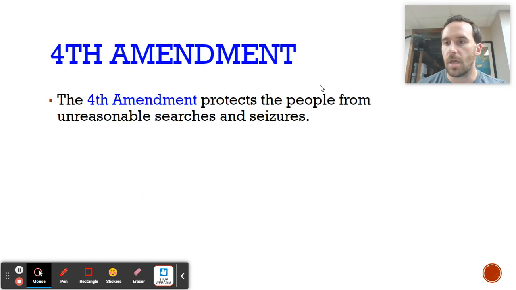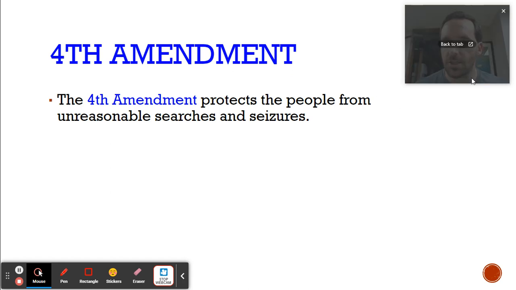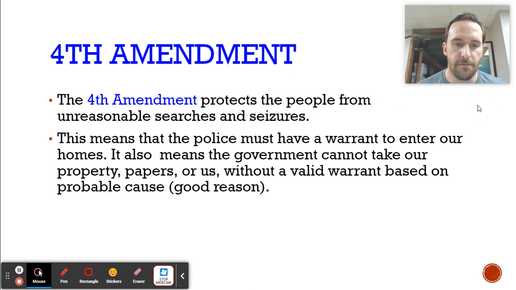Fourth Amendment, you might also be familiar with. This protects us from unreasonable searches and seizures. We talked about this a lot in Unit 5. It says essentially that the police must have a warrant to enter our homes, or that they cannot take our property, papers, or us, or take our rights away without a valid warrant based on probable cause, which is a legal term for saying with good reason. We go more into the ins and outs of that in Unit 5, but those are the basic ideas.